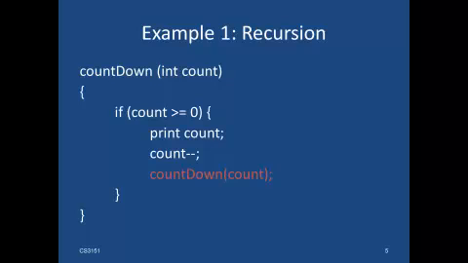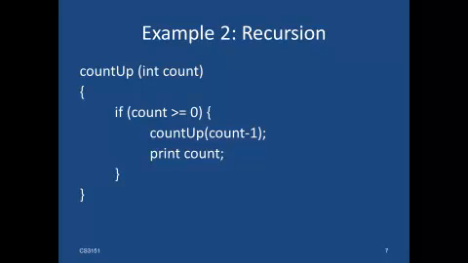Now countdown is called again. In this call to countdown, the parameter value is 0. Since count is still greater than or equal to 0, count is printed, in this case 0. Then count is decremented to become -1 and countdown is called again. In this call to countdown, the condition will be false, so the method directly terminates, and one by one the previous method calls are terminated.